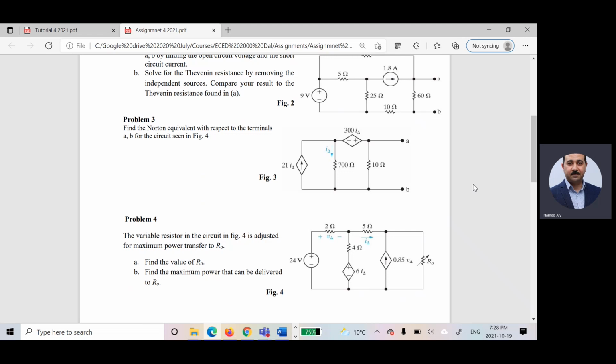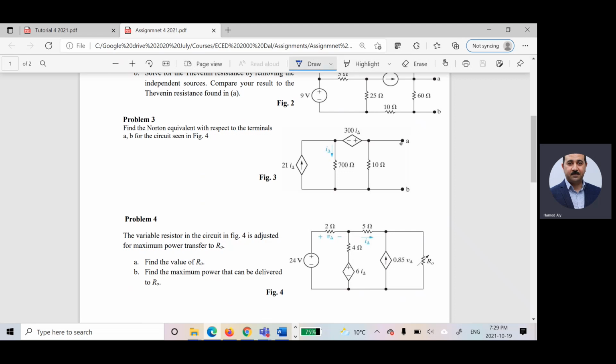Any question, guys? I'm not hearing what they are saying. What do you do with the dependent sources? You insert a voltage across AB. If you have a dependent source here, to solve the problem, what you have to do, you will insert here, for example, 10 volts. And then you will calculate the corresponding current. And then R Norton is equal to 10 over I.